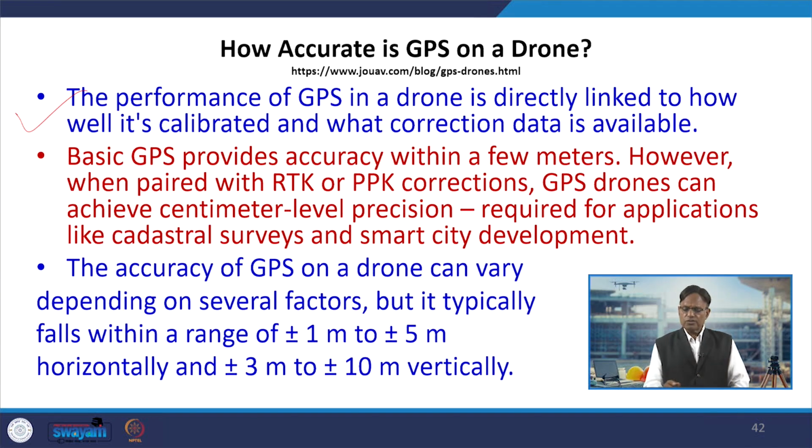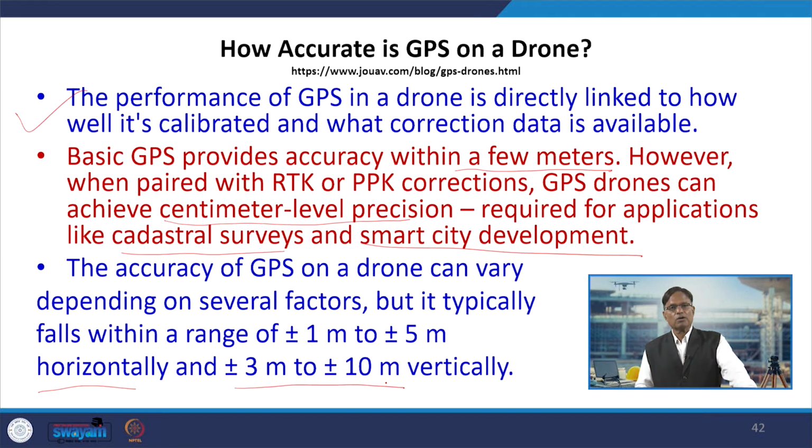Basic GPS accuracy will provide within a few meters, but when you pair it with RTK or PPK correction, the accuracy can improve to the centimeter level, and applications could be cadastral survey or smart city development. So the accuracy of the GPS on a drone can vary. It depends upon several factors, but it is typically in the range of 1 meter to 5 meters horizontally (planimetry), and plus or minus 3 meters to 10 meters vertically if we are not using any RTK or PPK method.